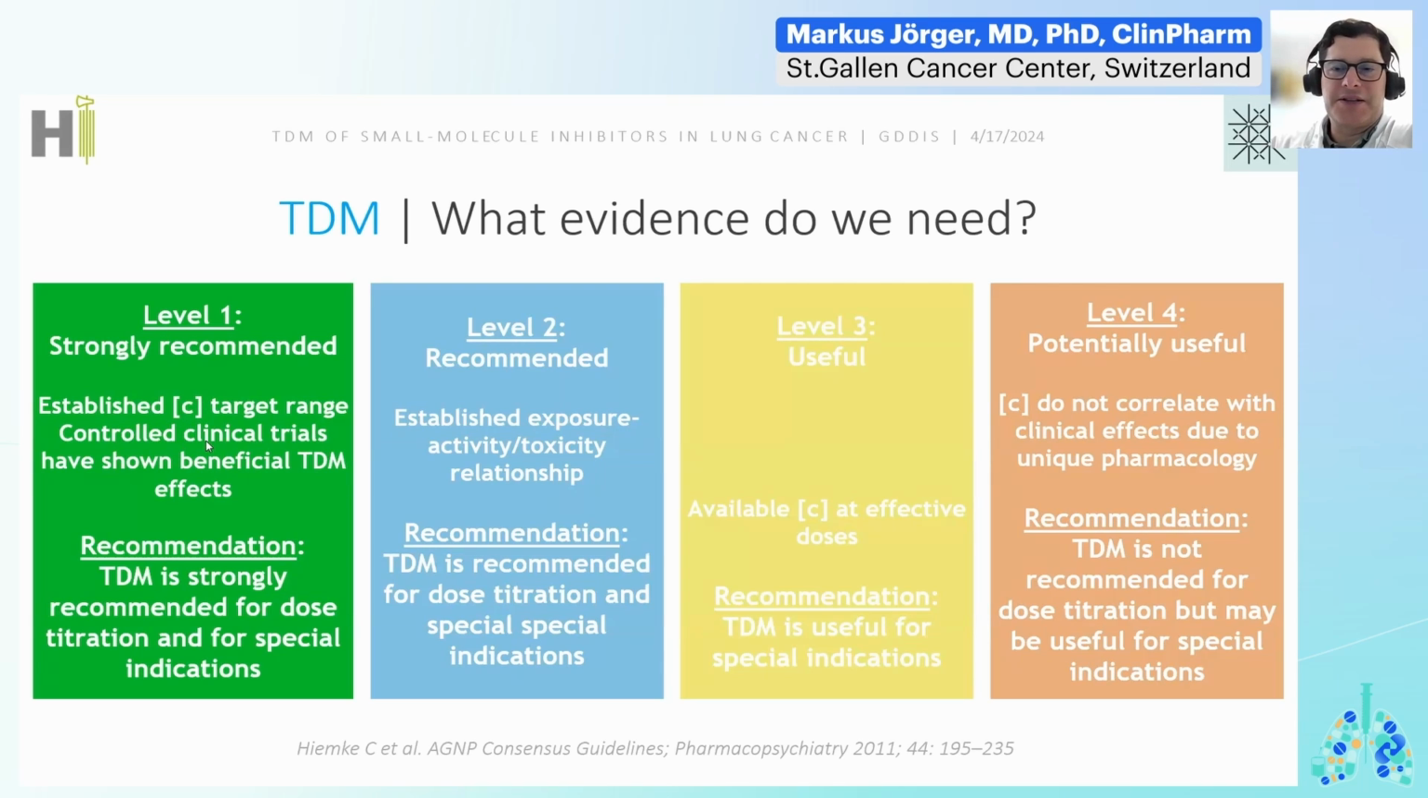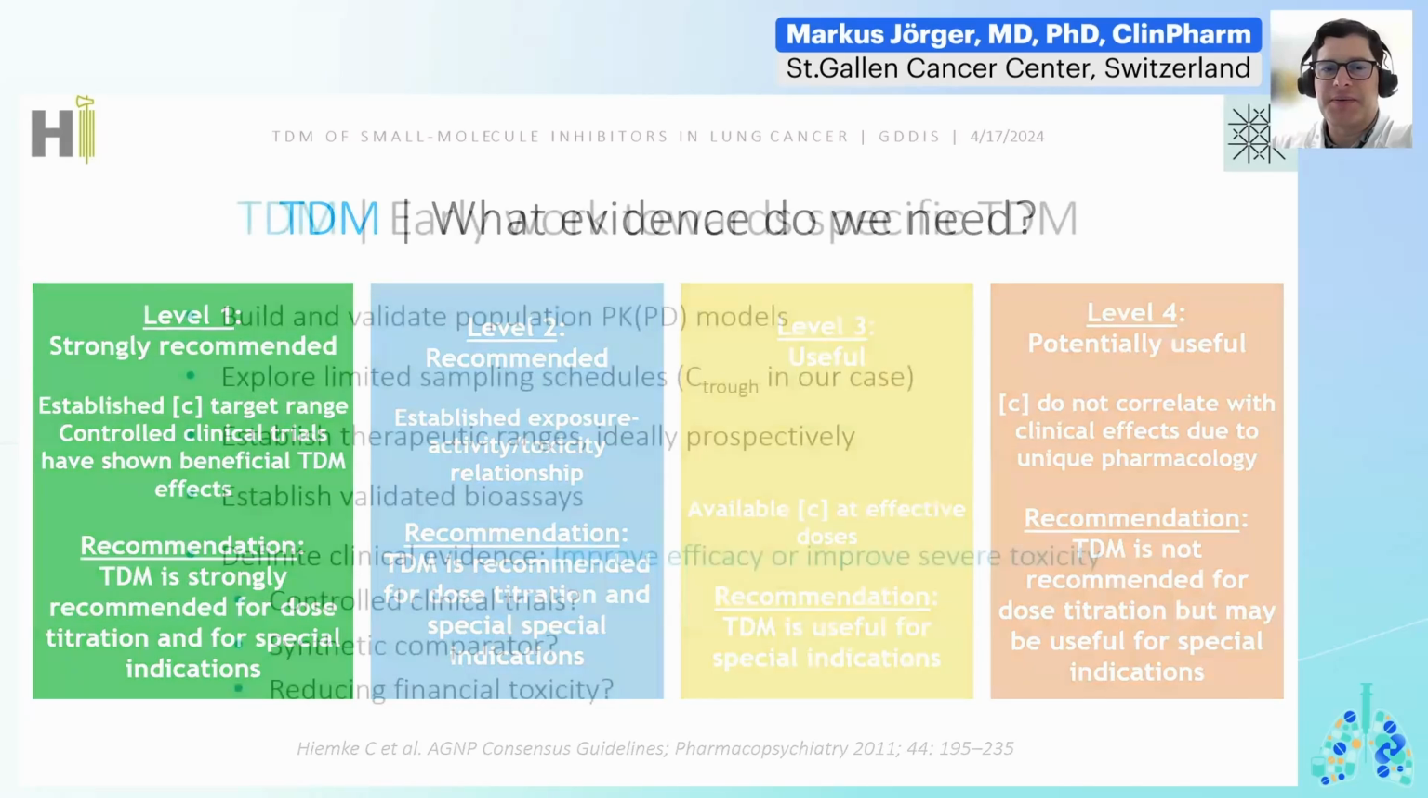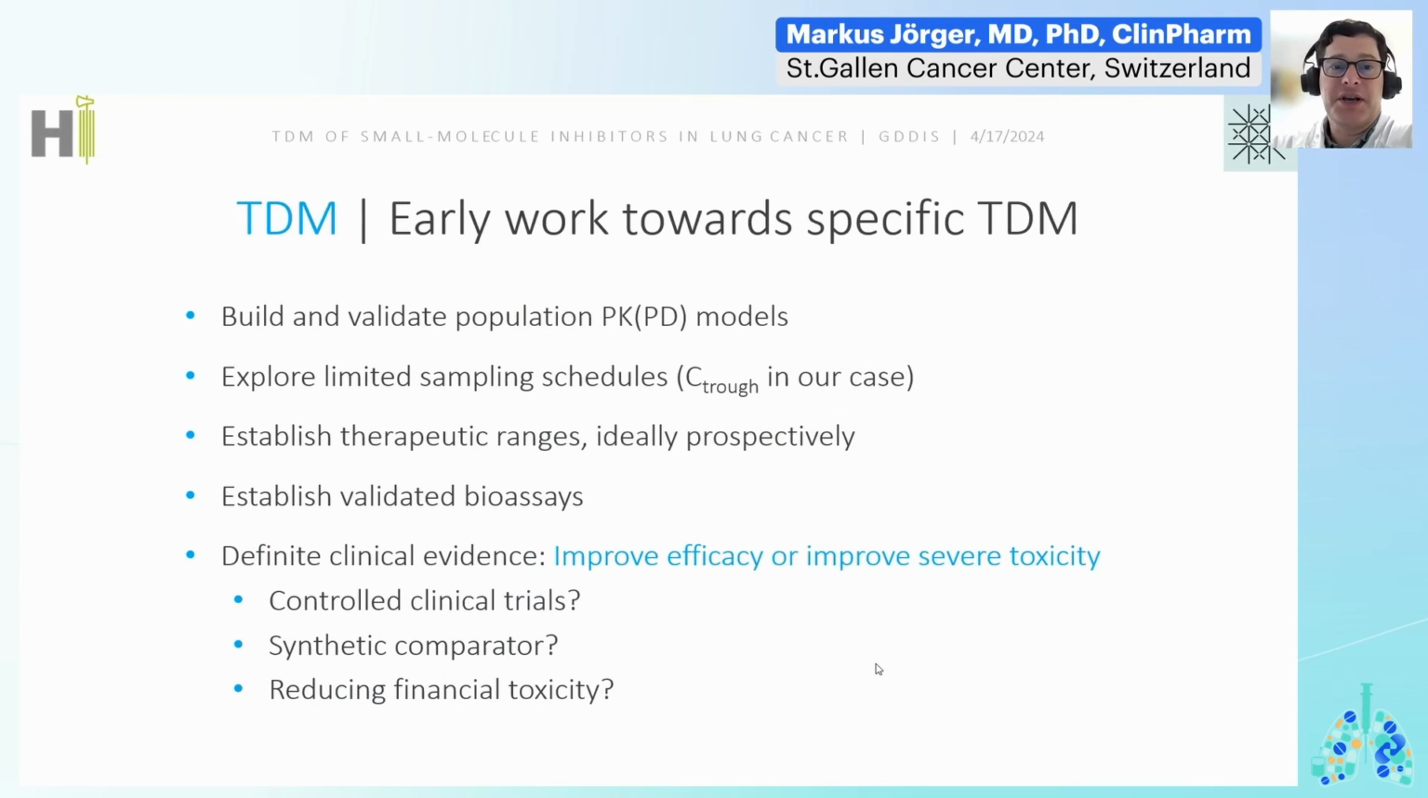The guidelines ask for controlled clinical trials. It's of course very important. Then level 2 would be established exposure activity toxicity relationship. So I think today probably this is still valid. Of course, there is a lot of discussion. Early work, but what do we need as a basics before we go into validation of TDM or building up clinical trials? So we need a PK/PD model because that's a precondition to establish a therapeutic range.